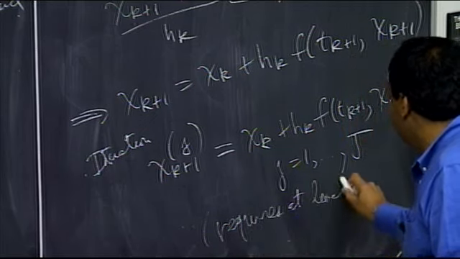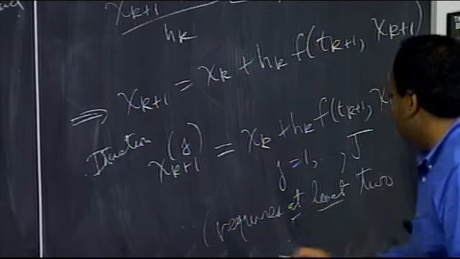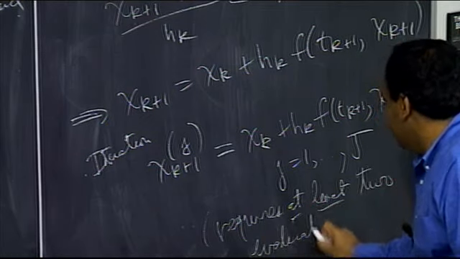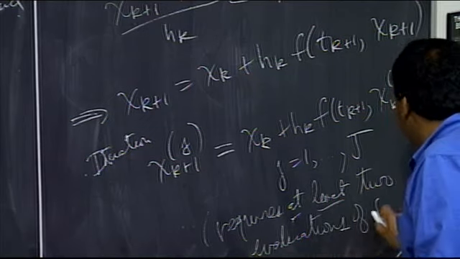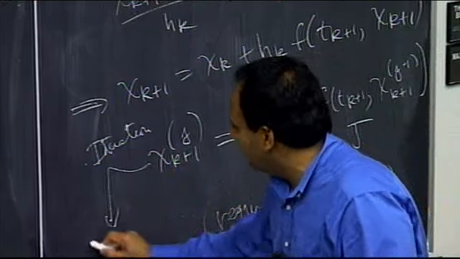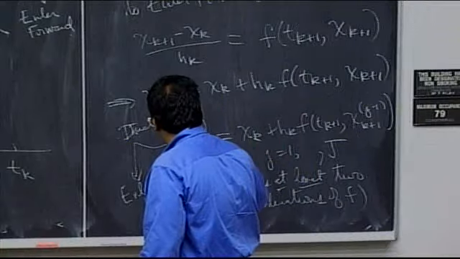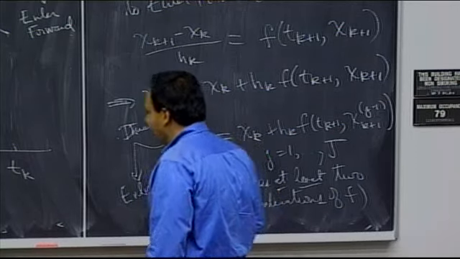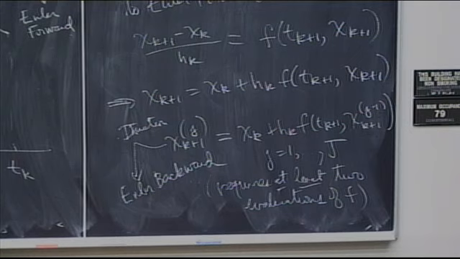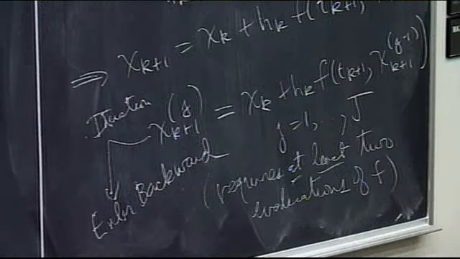At least 2 evaluations of f. This method here is what's called Euler backward. Now, what this leads to is this whole family of methods, which are called the Euler family of finite difference approximations to that differential equation.